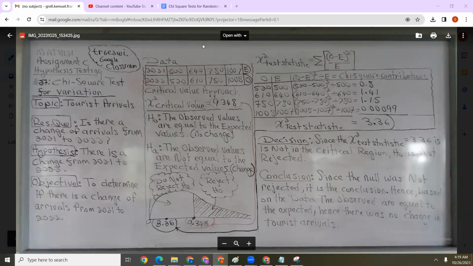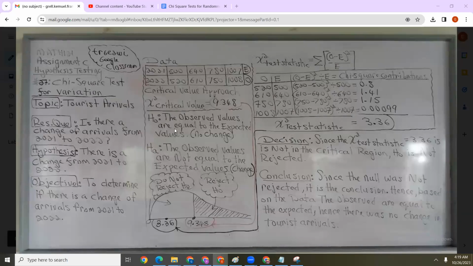So in summary, you've got a topic, a research question, hypothesis, objective. You've got to collect your data. Here we are comparing 2 different years, and you've got to set up the null and the alternative. The null will always be saying observed equal to the expected, no change for chi-square test, a goodness of fit test. And the alternative will always be saying that the observed values are not equal to the expected values, that there is a difference. Now, that is the 2 persons debating.